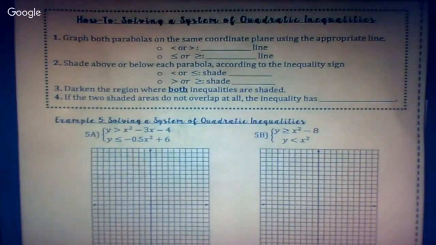We need to review, because I know if you had Mr. Tate that you've done this. He's doing this right now with systems of linear inequalities. Now we're going to do quadratic. So first off, if I just have greater than or less than, there's no equal to. What kind of lines do I have? Linear. Not linear.